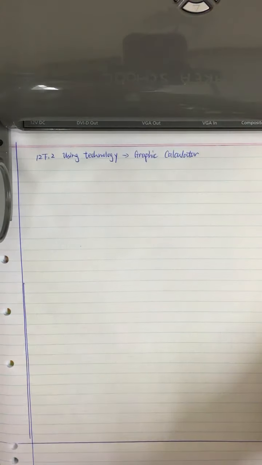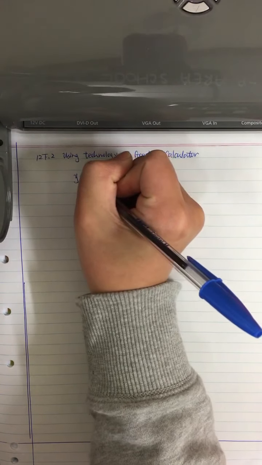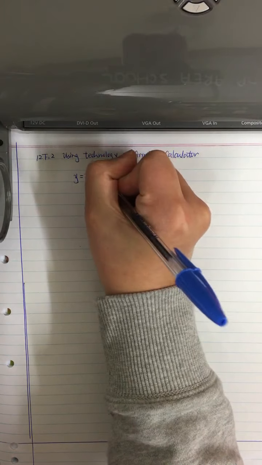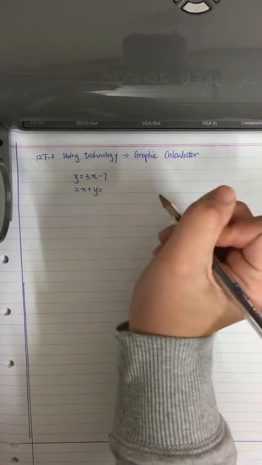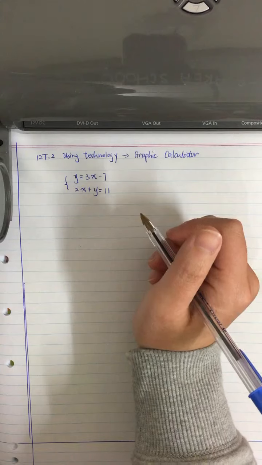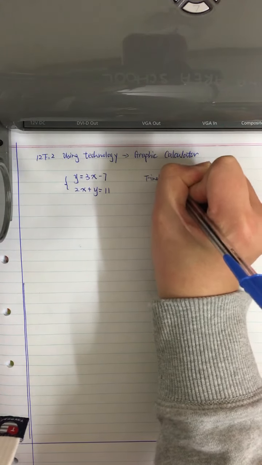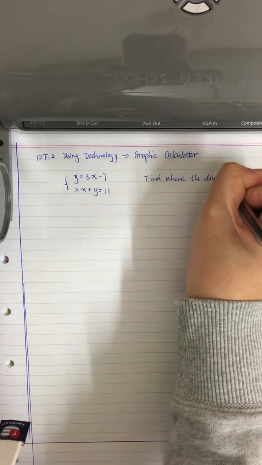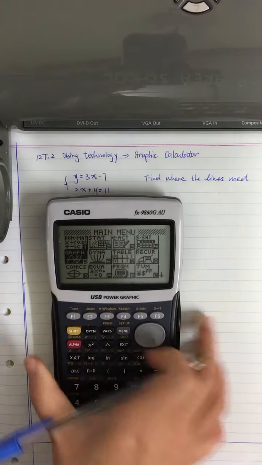I will give you two equations, and we need to work out the following simultaneous equations. y equals 3x take 7, and the other one is 2x plus y equals 11. To solve that simultaneous equation means to find where the lines meet. So how can we do that? We use our graphic calculator.